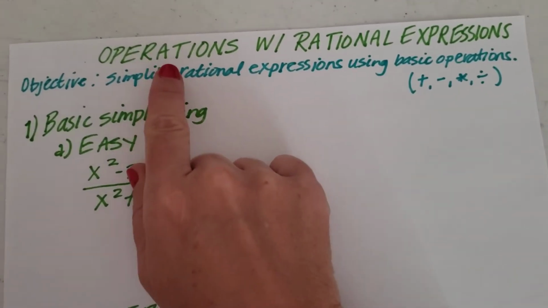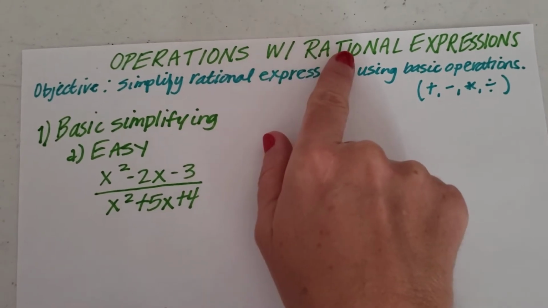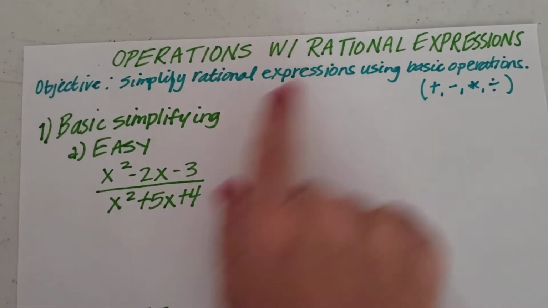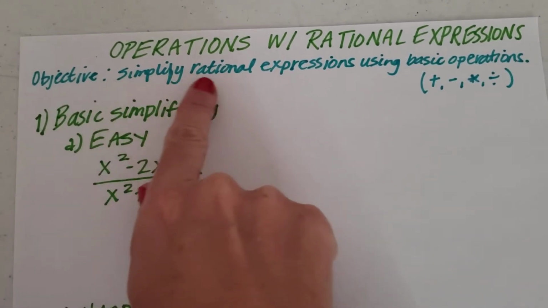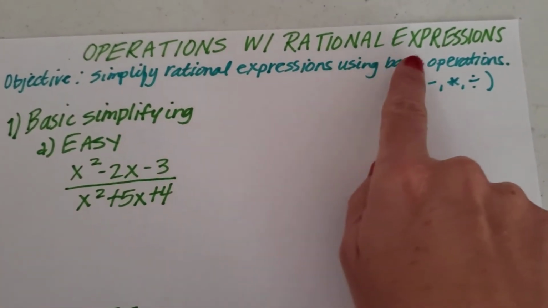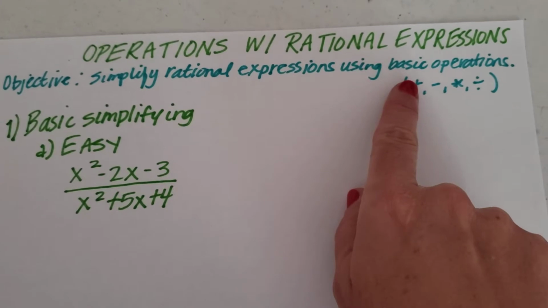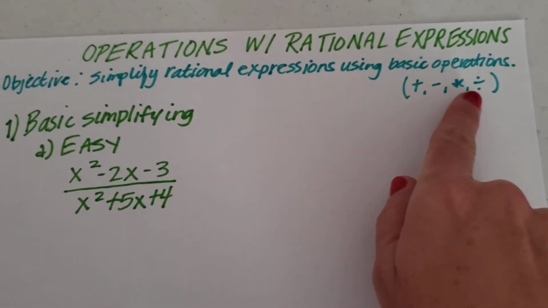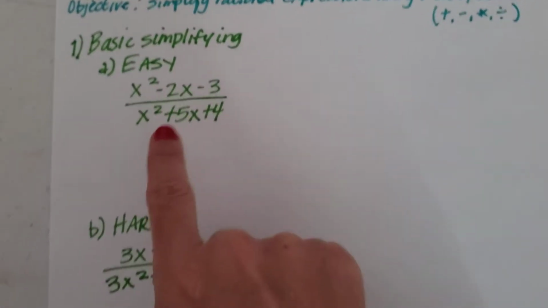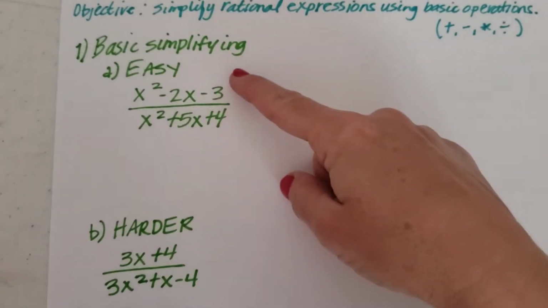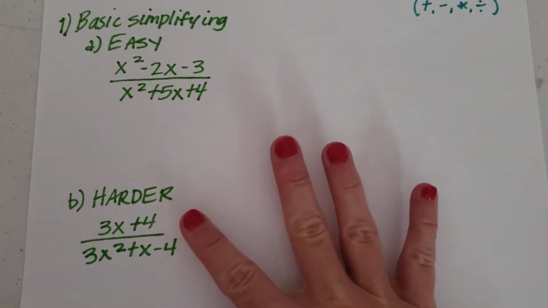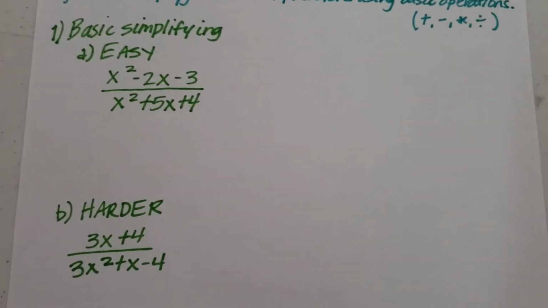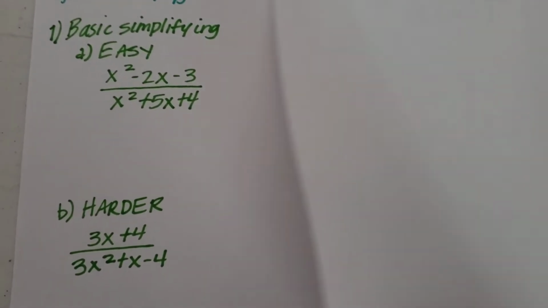I'm going to talk to you about operations with rational expressions. In this video, we're going to be working on some basic simplifying because our objective is to simplify rational expressions using basic operations. And this is addition, subtraction, multiplication, and division. So you'll see here, basic simplifying. I have an easy problem for us and a slightly harder problem for us. So when we're simplifying, we're really just trying to reduce it down to its lowest values.